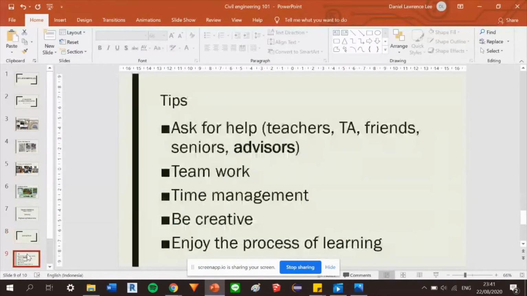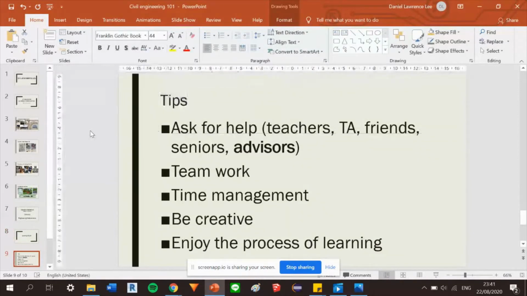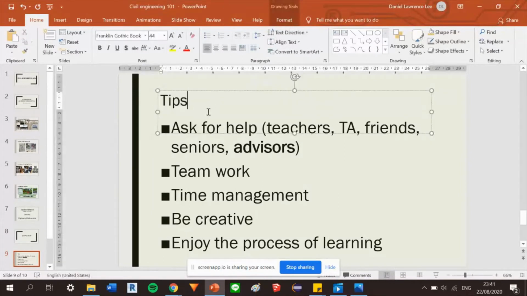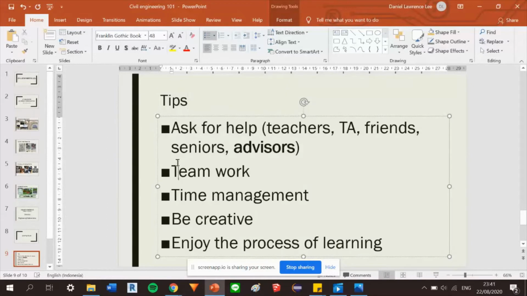And then next, I will tell you some tips. Well, I'm just a sophomore right now, but these are the things that I think might be helpful for you to go through your freshman year. So first of all is ask for help. There will be a lot of times where the lessons are unclear or difficult, but you could always ask for help. You could ask the teachers. They're actually kind and willing to help you.